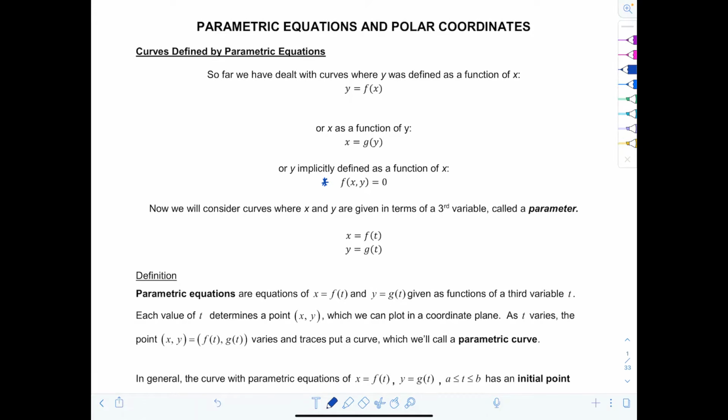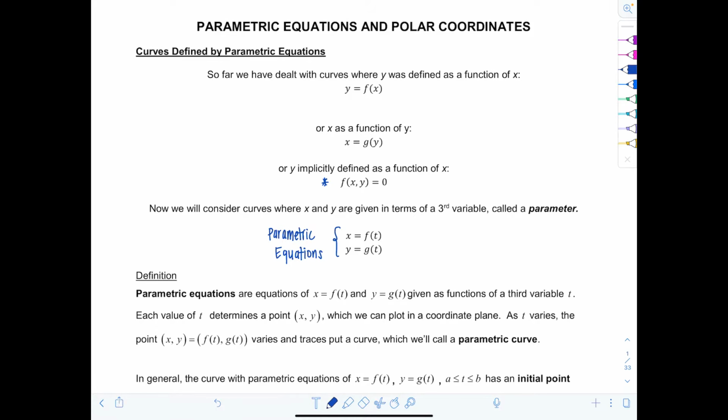Now we're going to look at curves where x and y are given in terms of a third variable called a parameter. So we're going to typically deal with two equations, x and y, and each of them is a function of t, where t is the parameter. So they come in a set like this: x is equal to f of t, y is equal to g of t, and we refer to these as parametric equations. And then when you move on to Calculus 3, your parametric equations will include one more equation, z, as a function of t as well.